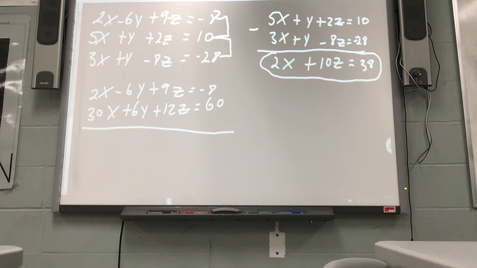Okay, look at your 6y's and the sign in front of them. It's different. Add. So good, Austin, you're going to add here. So that's 32x. Is that 12z? Yes, 12z. Negative 6y plus 6y is nothing, he's gone. 9z plus 12z is 21z. And then negative 8 plus 60, 52. And then you just put them together. So there's new equation number 2. Don't lose it.